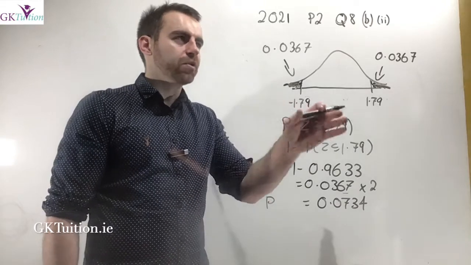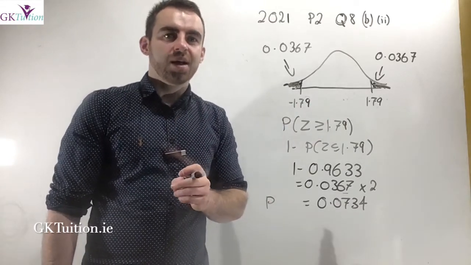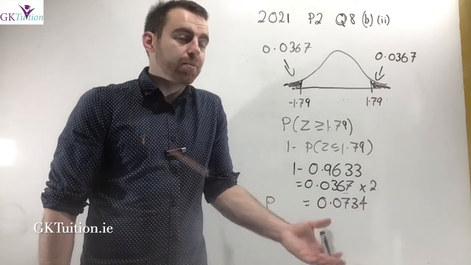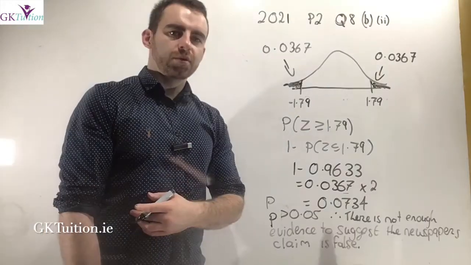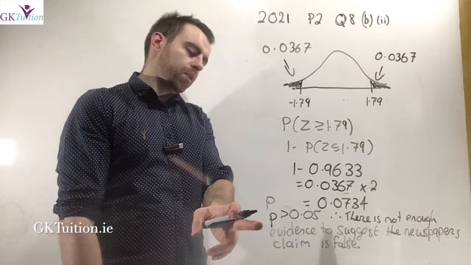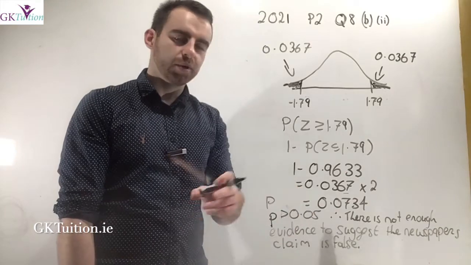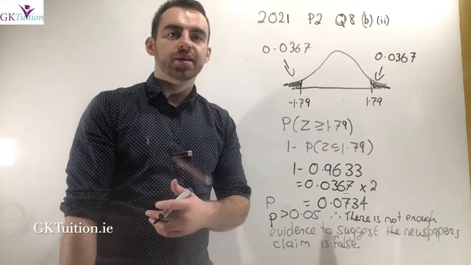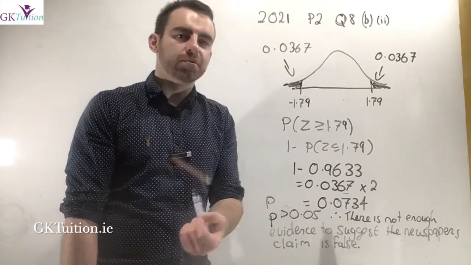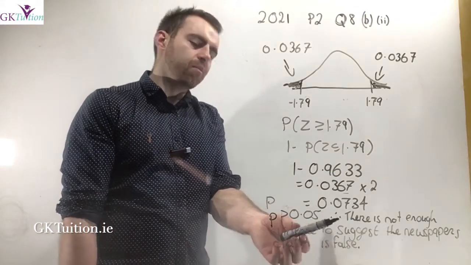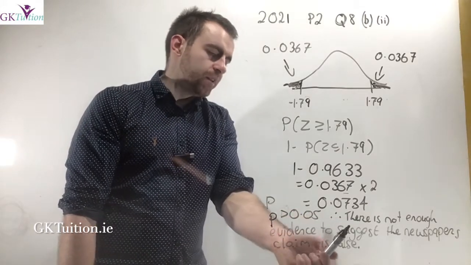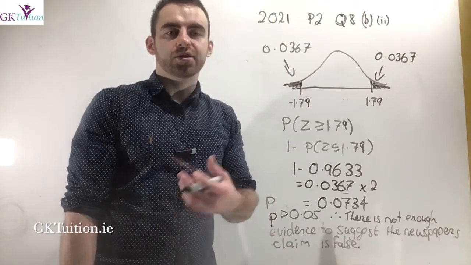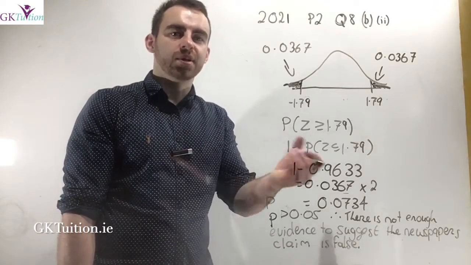Even though the average of our sample was only 19.8, it's possible that the people that they surveyed for that survey just happened to study less than the average student. So in making our conclusion here, we say, well, look, our p-value is clearly greater than 0.05. That's the critical threshold. If it's greater than 0.05, then we fail to reject. But obviously we have to explain what that means in the context of the question here. And what that means here is there's not enough evidence to suggest the newspaper's claim is false. So it is possible that it's just a coincidence that the result of our sample was 19.8.